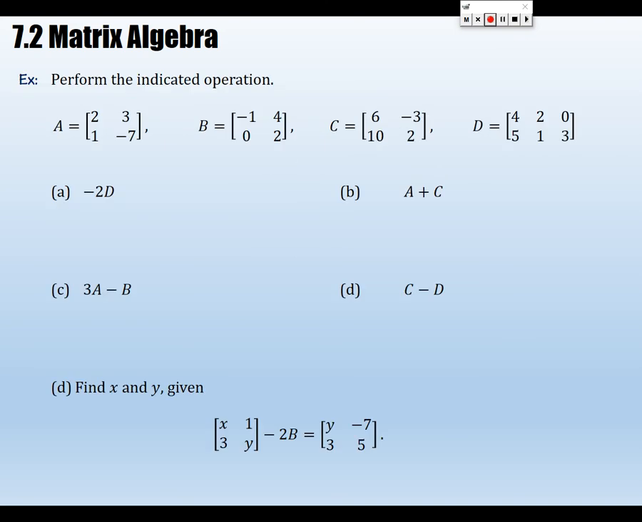So let's start these problems. I'll call 5 people up to do these problems, okay? Sydney, we'll do A. Michael, you want to do B? Aiden, you want to do C?